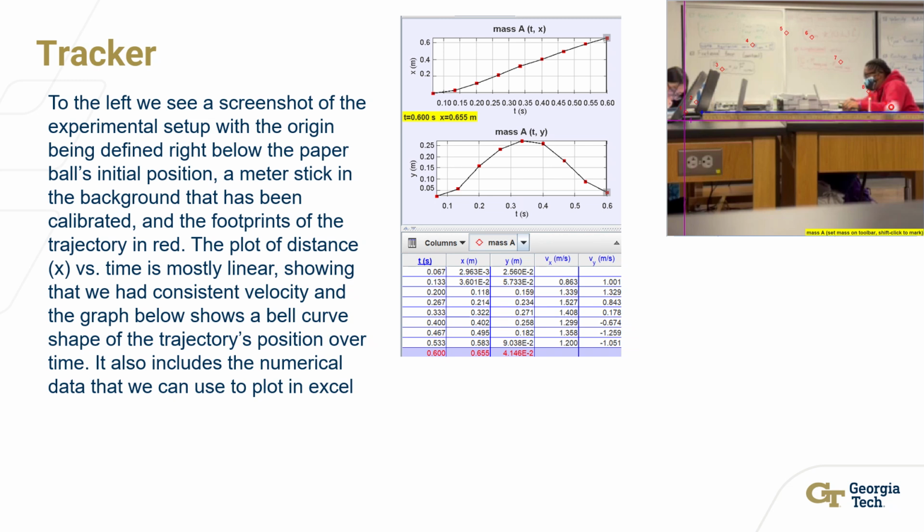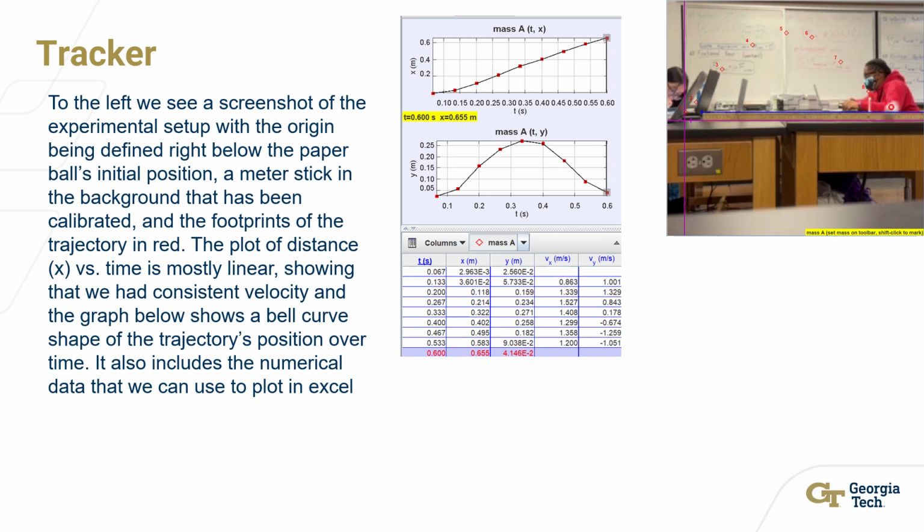So in the slide, we see the tracker software, and on the very right, we see a screenshot of the experimental setup with the origin that was placed right below the paper ball, the calibration stick that was calibrated to the meter stick, and you see the footprints in the red of the ball.